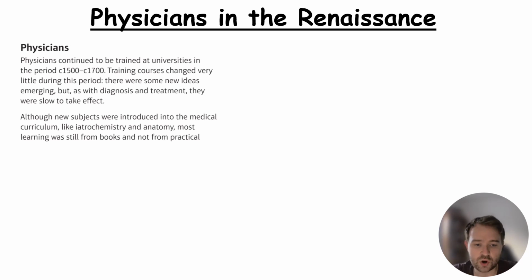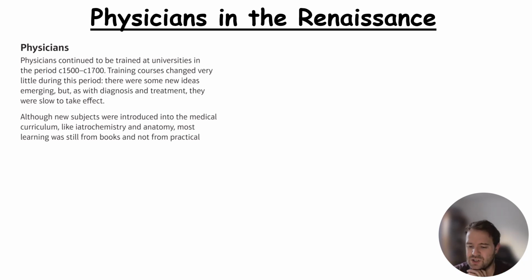Right, so what's up with physicians during this period? Well, similarly to the medieval period, they are trained at universities. The courses aren't really changing. They do start to change later on when people like William Harvey come into it. I think it's by about 1673 when Harvey's books are starting to be really read and produced. But Galen is still quite widely read up until mid to late 17th century. So just keep that in mind. This is when we're answering this question.